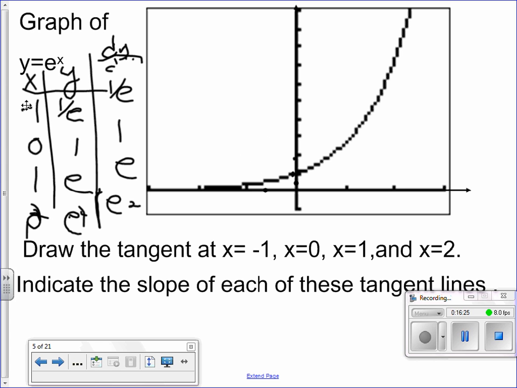On your paper, draw a tangent line. I'm trying to draw a tangent line here with a slope of 1 over e. It's going to get worse as we go over. But okay, so it's a little less. It's going to be less than a half here. Now we get to 0. What did we say the slope was? 1, same as the y-coordinate, right?